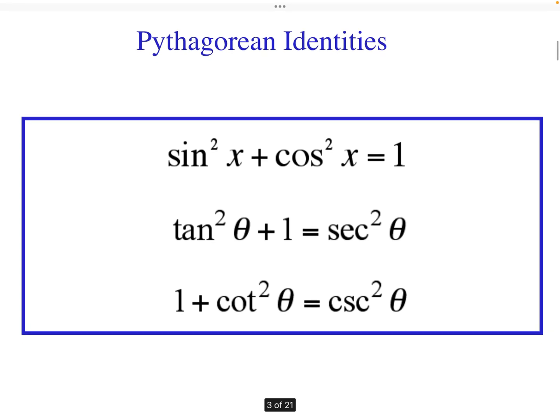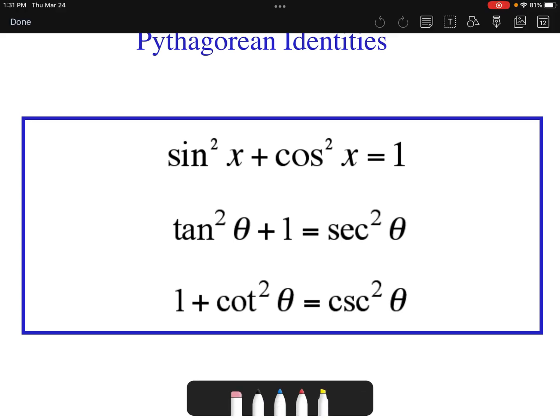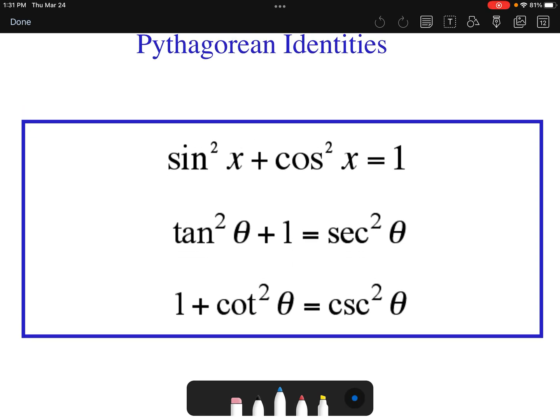Now the Pythagorean identities we did go over earlier, I think last chapter, and we probably glossed over them just a little bit, but this is very important to know, especially the first one. Sine squared x plus cosine squared x equals 1, or we could say sine squared theta plus cosine squared theta equals 1. Get used to seeing theta from here on out. So you can just know that could be a theta on there.